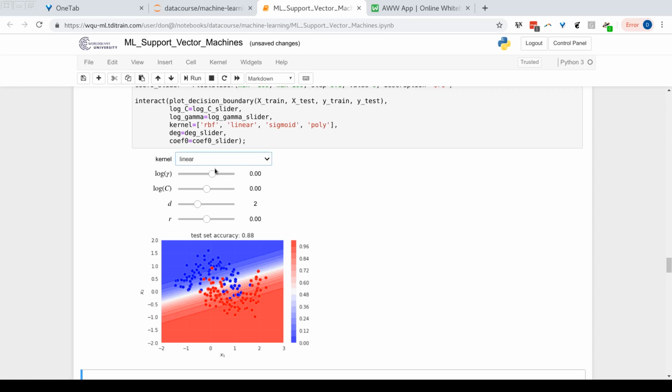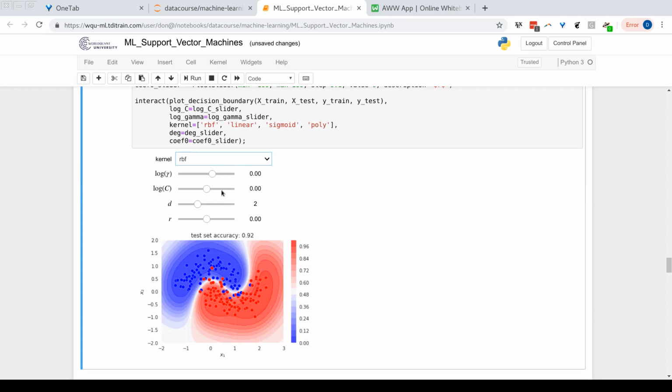So I can go here and choose something like the RBF. And there you go. Notice using the RBF, and I didn't even fool around with any of the hyperparameters right now, I was able to create these two zones, this nonlinear decision boundary. You can play around with things like C and things like gamma.